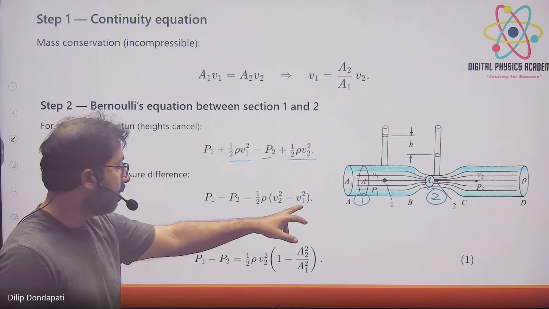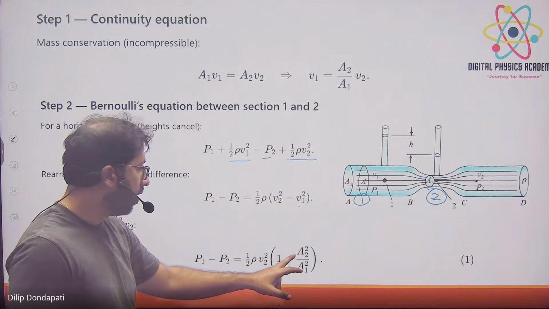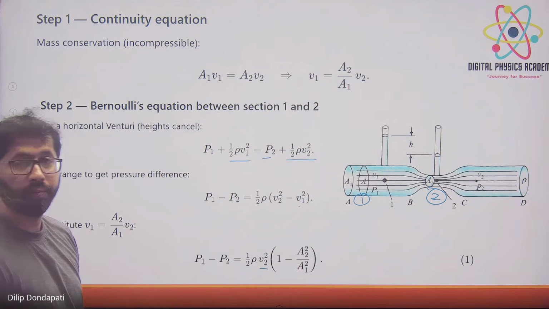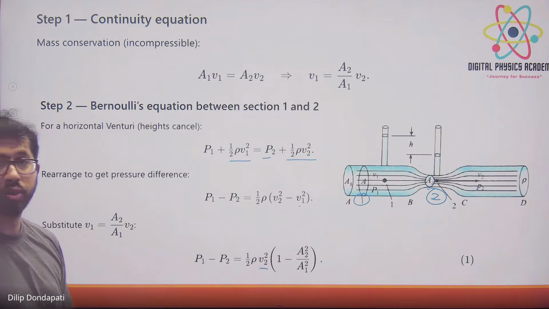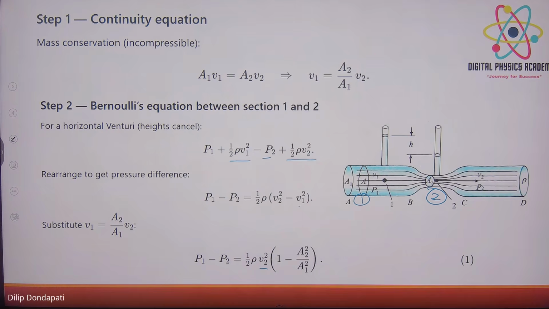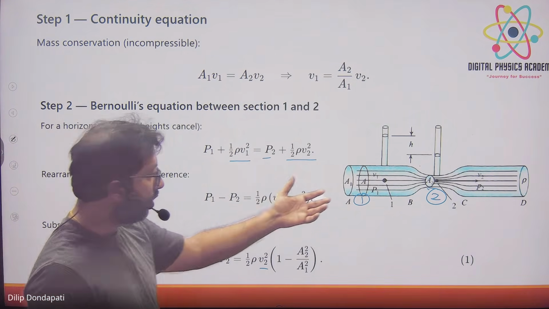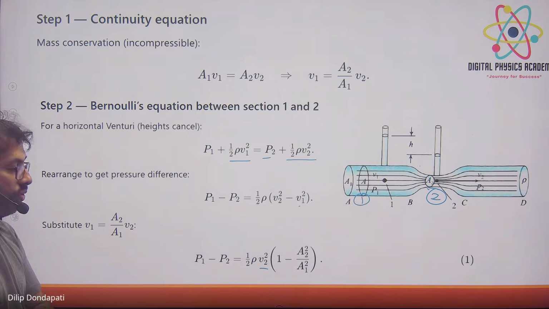So in place of V1, I am substituting A2 by A1 into V2. This is squared, so square it, and take V2 square outside. Half rho V2 square into 1 minus A2 square by A1 square. Now the pressure difference we will also calculate, substitute, and we'll get the velocity V2. If we get velocity V2, we can get the rate of discharge, the rate of flow.